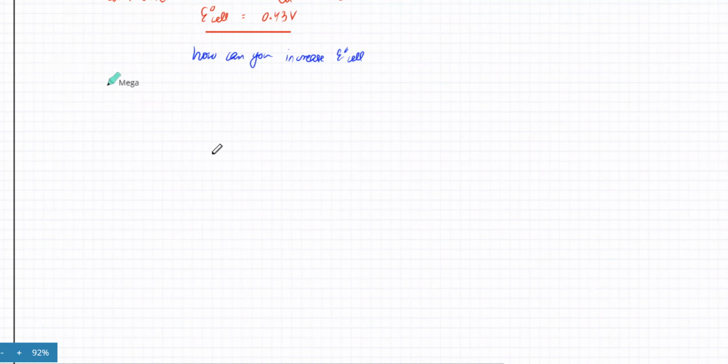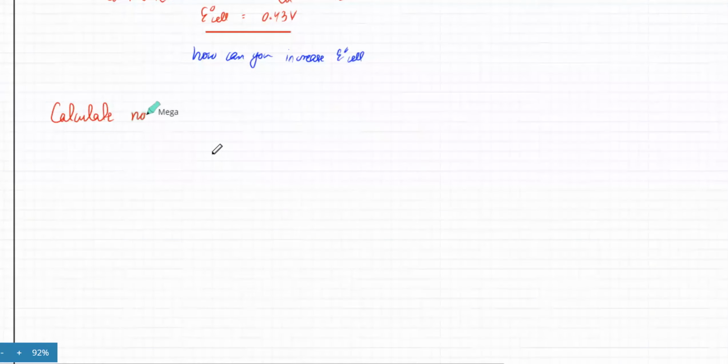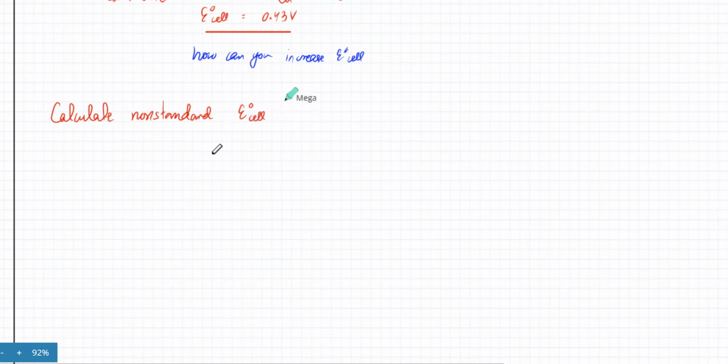Then you would be asked to calculate the non-standard potential. One way is to just guess whether it's going to be higher or lower, and the other way is to actually go and measure it. So you're going to get two types of questions. They either just want to increase the potential difference of the E0 cell, or they would ask you to calculate the non-standard E, not the E0.